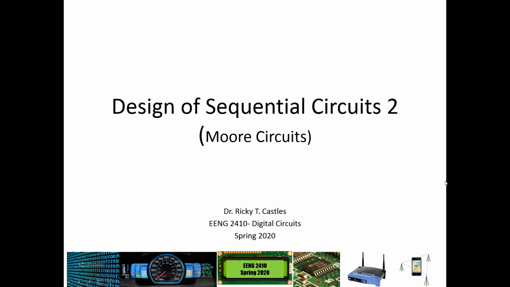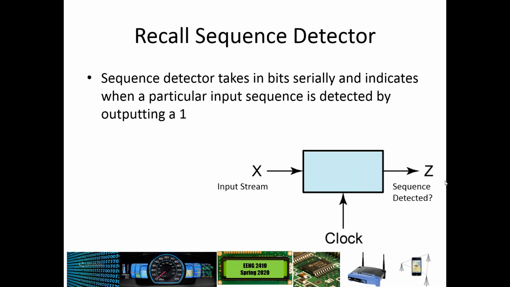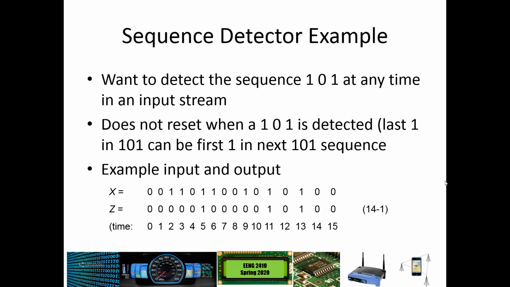In this video, I want to illustrate how to design a Moore circuit to realize a sequence detector. If you recall from the previous lecture, we were talking about a sequence detector which takes in a stream of bits, one bit at a time. Those are clocked in sequentially, and we were looking for a particular pattern.